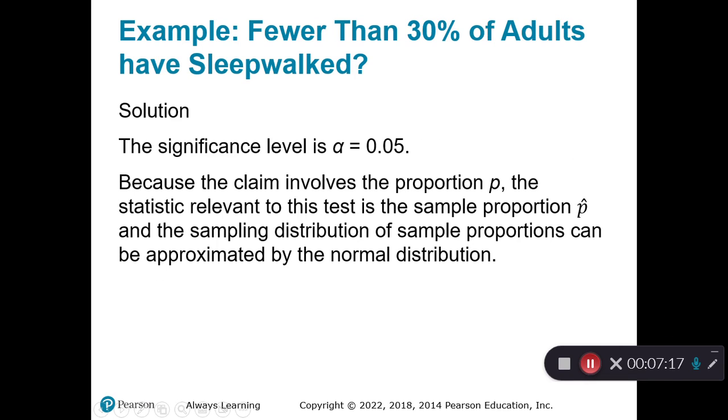We are told to use a significance level of 0.05, so alpha will be equal to 0.05. Because the claim involves the proportion P, the statistic relevant to this test is the sample proportion p-hat, and the sampling distribution will be our standard normal distribution, which is the distribution of z-scores. As I stated earlier, this will always be the case when we're working with proportions or percentages.